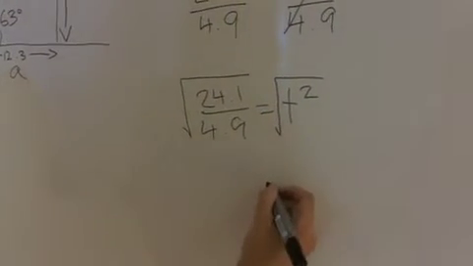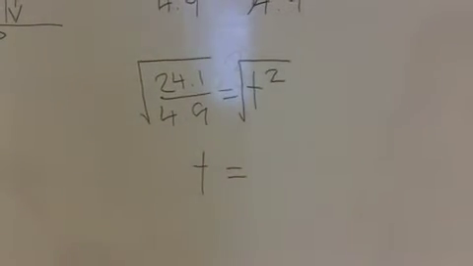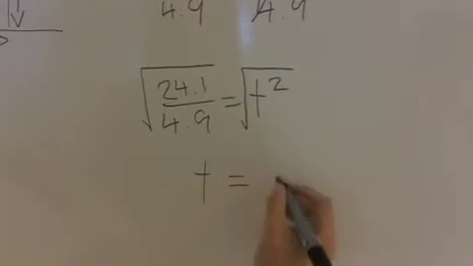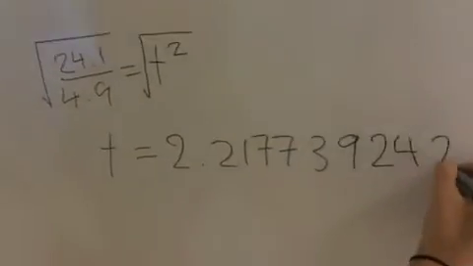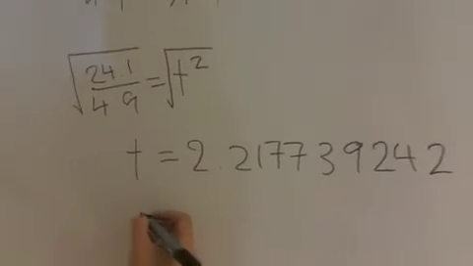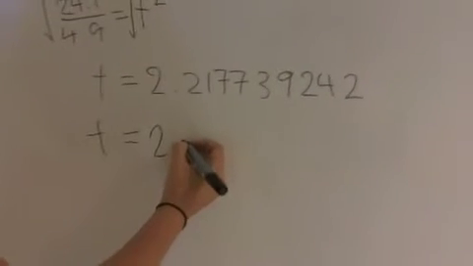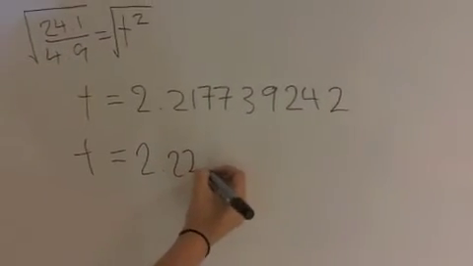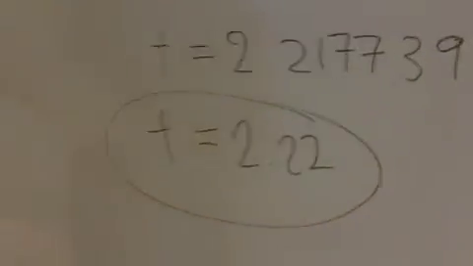And then if you put that into the calculator, it will again give you a really long number. And so we can put that into 3 significant figures, which is 2.22. So this would be the time that it takes to fall to the ground.